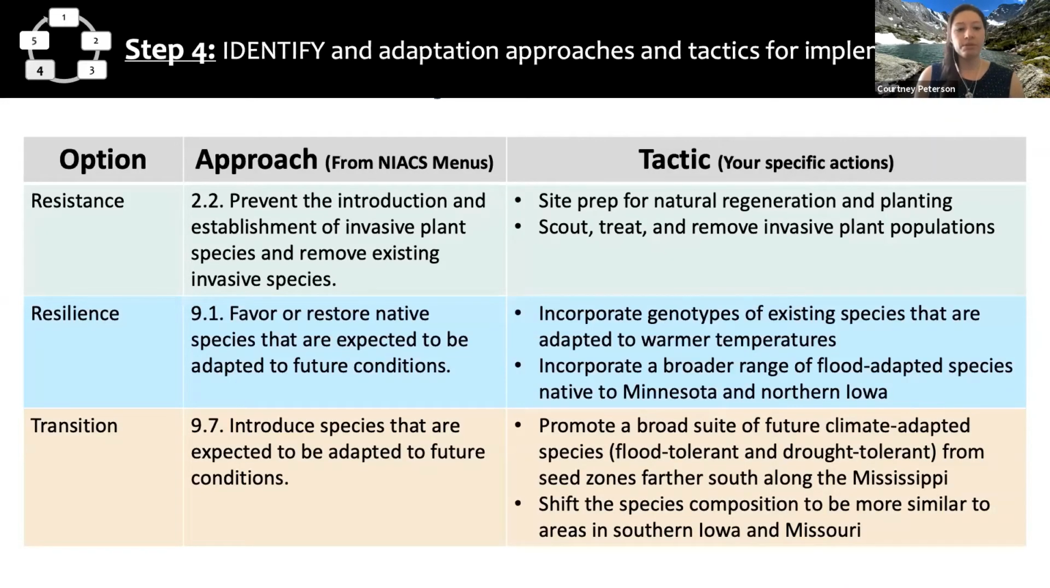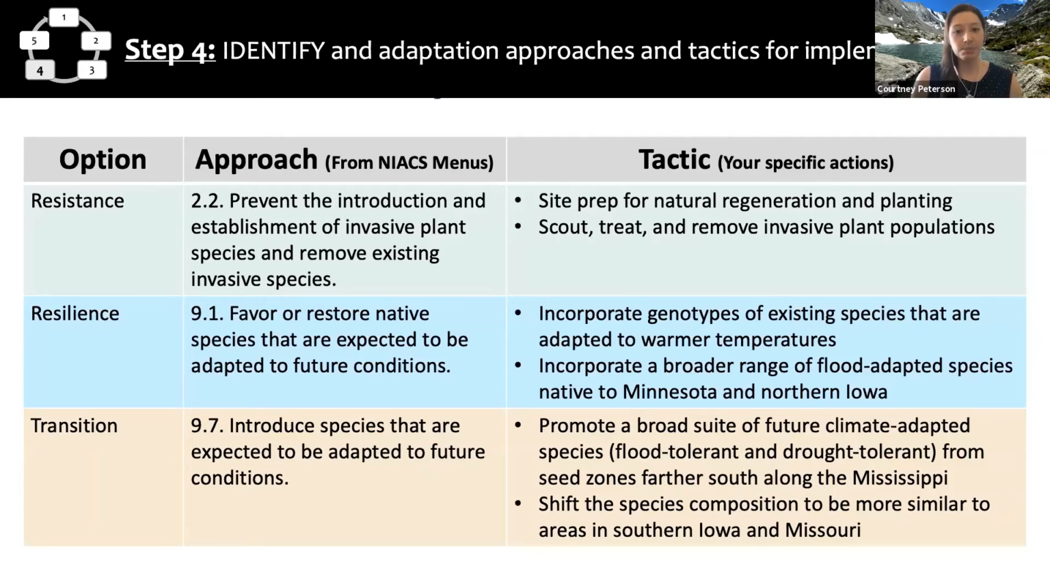Some of the adaptation approaches and tactics that they came up with, again, as part of this experimental trial, were ones for resistance, resilience, and transition. Some of these might be conflicting ideas, but they're segmented into these experimental blocks at this site. One example for resistance, where we're trying to maintain the current condition on the ground, was to prevent the introduction and establishment of invasive plant species and remove existing invasive species.